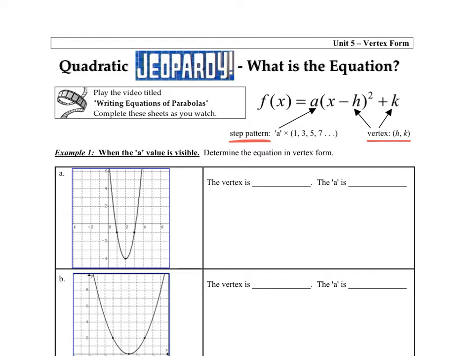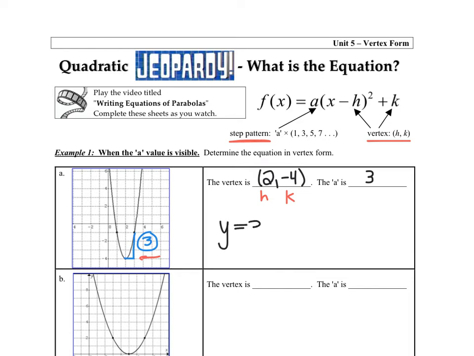So if I look at my graph right over here, my vertex is 2 and negative 4. That gives me my h value of 2 and my k value of negative 4, which is great. The a I can find using the step pattern. So if I go to my vertex and move to the right one, to get to my next point, I move up 3 units. That initial step is your a value, because if the original step pattern is 1, 3, 5, when I multiply a by 1, it's a. So if the first step in my parabola is 3, then a must be 3 as well. Now I have everything I need.